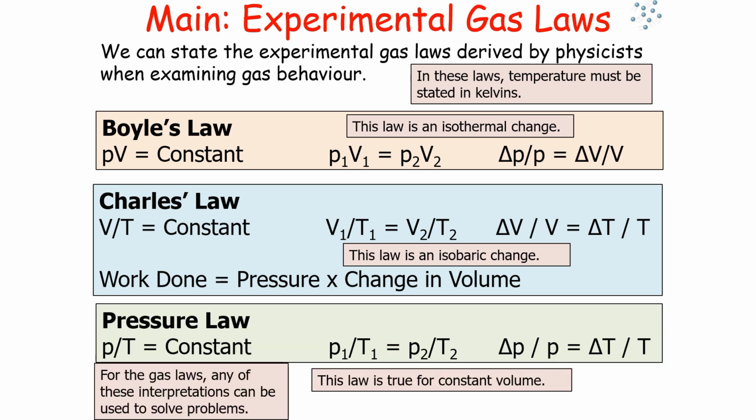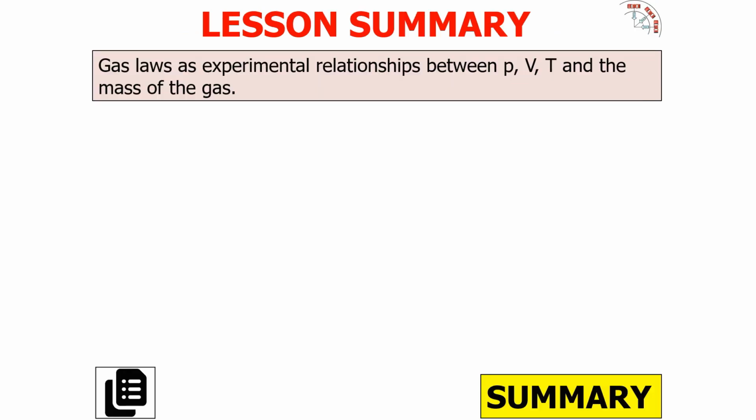Now our final law is the pressure law, which says that P over T is equal to a constant. We can also say this is P1 over T1 is equal to P2 over T2, or the change in P over P is equal to the change in T over T. Now this law is true for constant volume. So for the gas laws, any of these interpretations can be used to solve problems. So to summarize, we should be able to have the gas laws as experimental relationships between P, V and T and the mass of a gas.